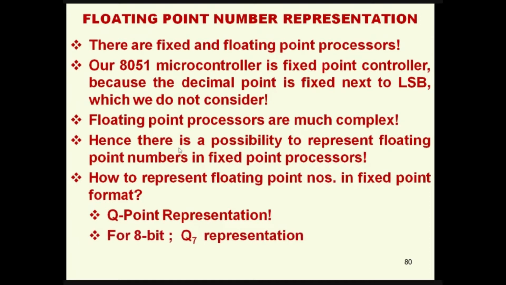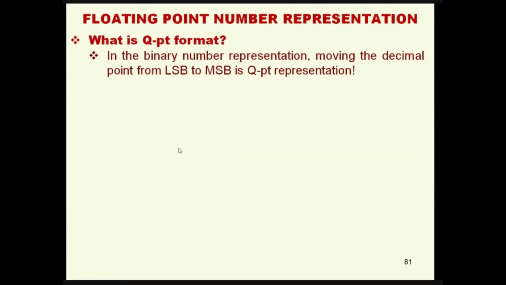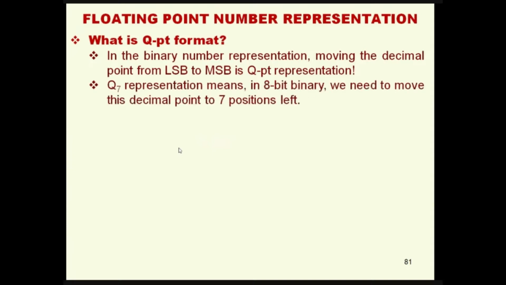For example, for 8-bit, we can say it is Q7 representation, for 16-bit we can say Q15 representation, and for 32-bit we can say Q31 representation, something like this. So what is Q point format? In binary number representation, moving the decimal point from LSB towards MSB is Q point representation. It's very simple and very interesting. Q7 representation means in 8-bit binary, we need to move the decimal point 7 positions left.